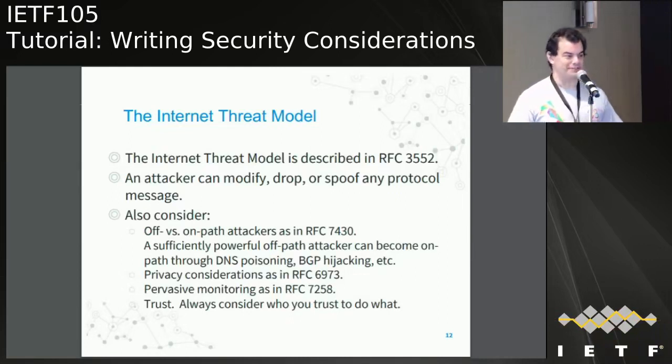And trust. Trust is an important thing to consider, because one of the best ways of getting an angry comment on a security review is saying, node A is trusted. What do you mean trusted? Who trusts it? Trusts it to do what? So it's always A trusts B to do C. Never just B is trusted. It's never good enough. Even CAs. CAs are not simply trusted. They're trusted by specific people to do specific things.